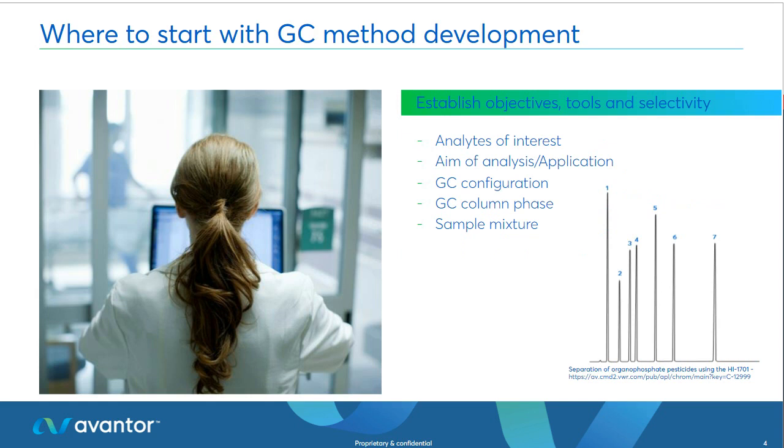So where to start with GC method development? We want to establish objectives, tools, and the selectivity of our GC. So how do we do this? We have a look at the analytes of interest, aim of the analysis and application, GC configuration, GC column phase, and the sample mixture.